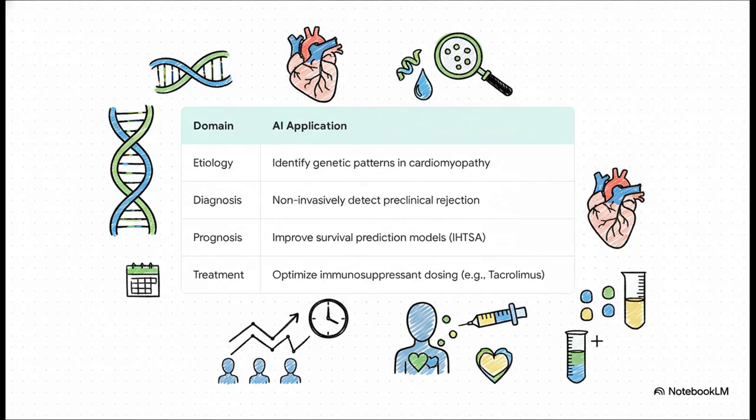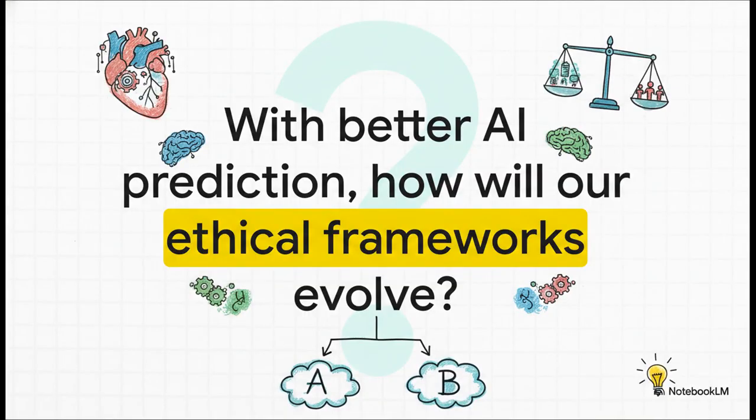As this table shows, research is being published across multiple domains. Machine learning is helping us identify the genetic causes of cardiomyopathy. AI algorithms are analyzing protein signatures in the blood to diagnose rejection earlier and less invasively. New prognostic models are using AI to better predict post-transplant survival, which will improve organ allocation. And AI is even being used to personalize immunosuppressant dosing to maximize the benefit while minimizing toxicity. It's really incredible stuff. And this brings us to our final thought-provoking question.